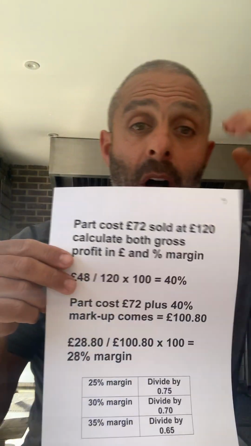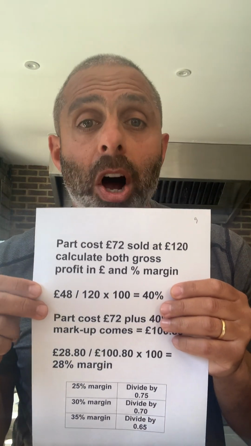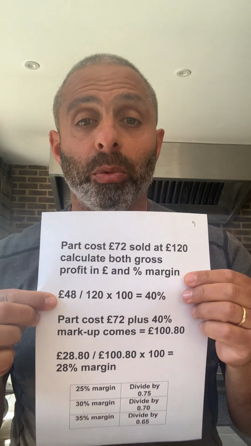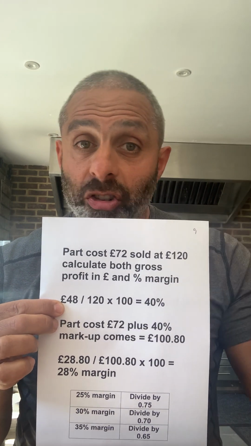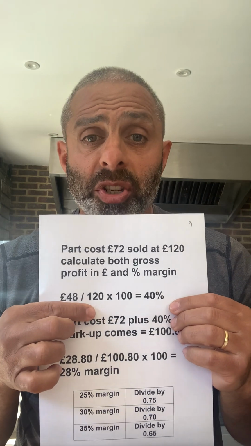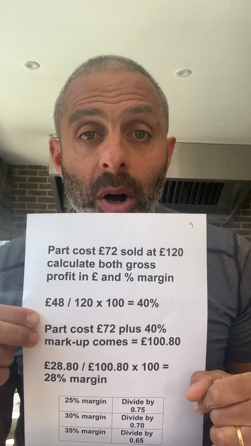Now, one last thing, markup or margin. Always margin for me, and I will tell you why. You buy a part for £72, you want to earn yourself a 40% margin. So you've sold the part at 120 quid. You've made £48. So you divide 48, same calculation as before with labor and parts, by what you're selling, and you will get 40%. Look at the difference when you mark something up.